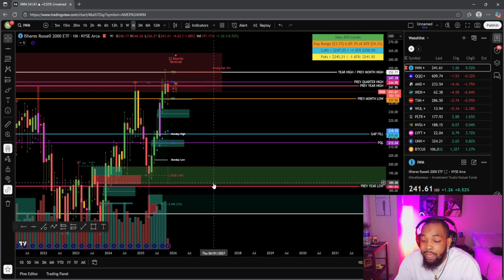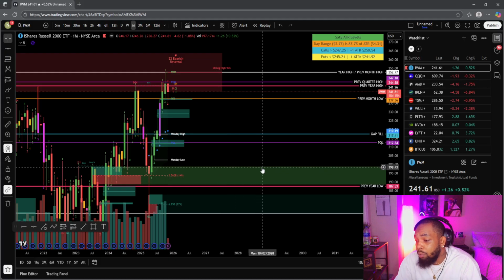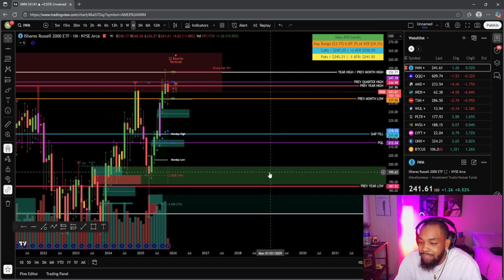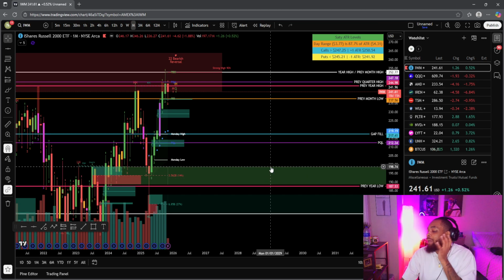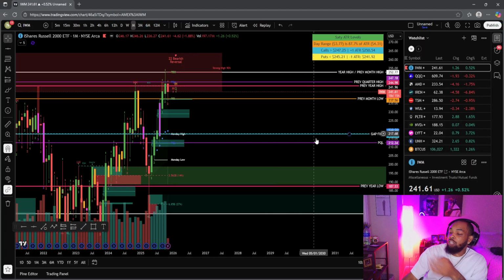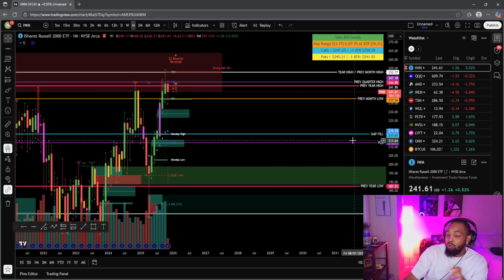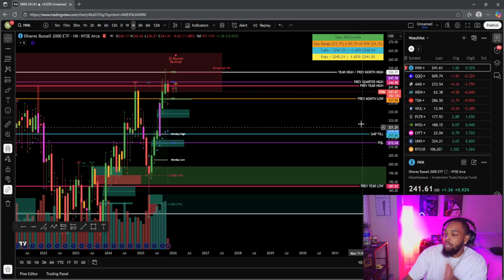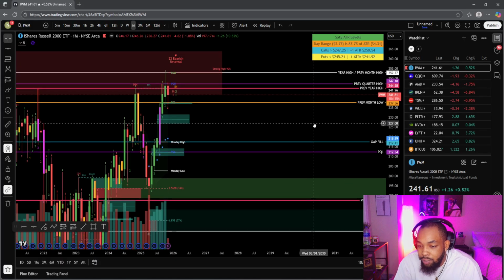And then I have a monthly order block all the way down here at $200. I'm not going to mark that out because, like I said, price is very unlikely to get there. I don't need to worry about that level right now. Now, if price starts breaking below 212, okay, cool, then I may want to start charting down there, but I'm good right now. We're at 241. You see what I'm saying?